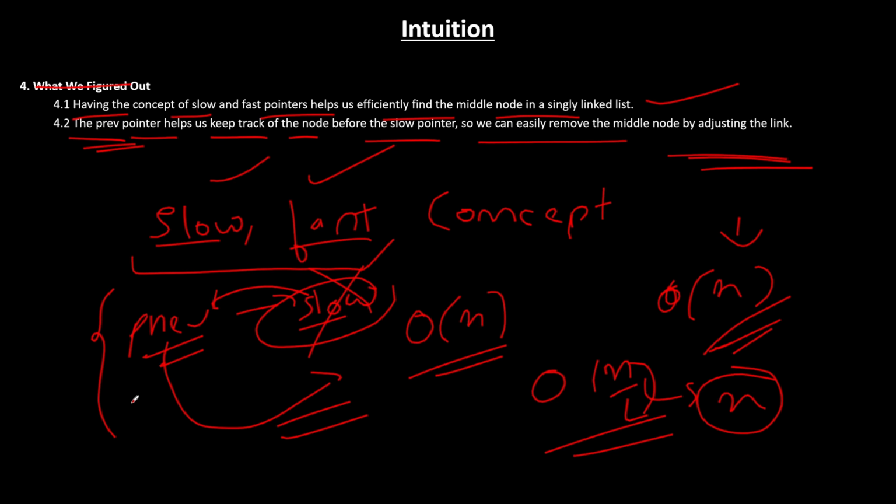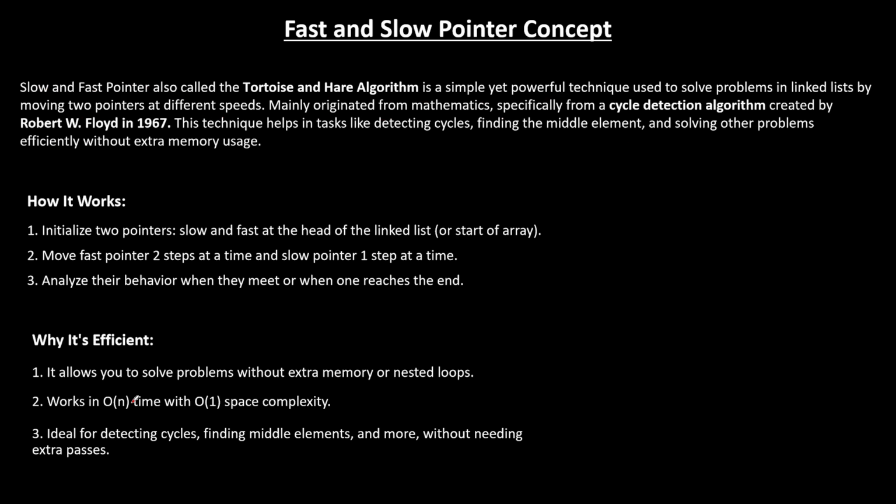So this is all about the intuition. I hope you understood how the intuition is working. Now let's move to the next slide. Before going to the approach, let's understand what the fast and slow pointer is in much more detail. Slow and fast pointers are also called the tortoise and hare algorithm. It is a simple yet powerful technique used to solve problems in linked lists by moving two pointers at different speeds.